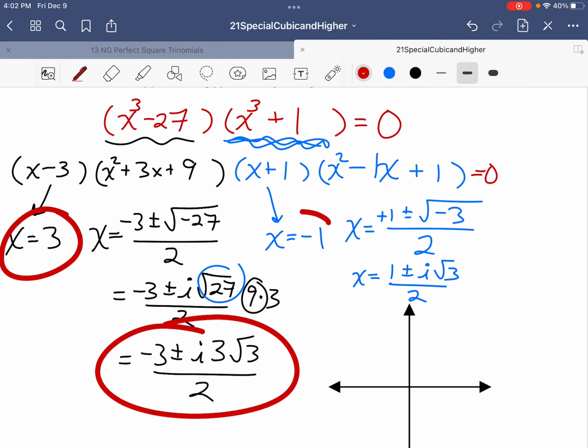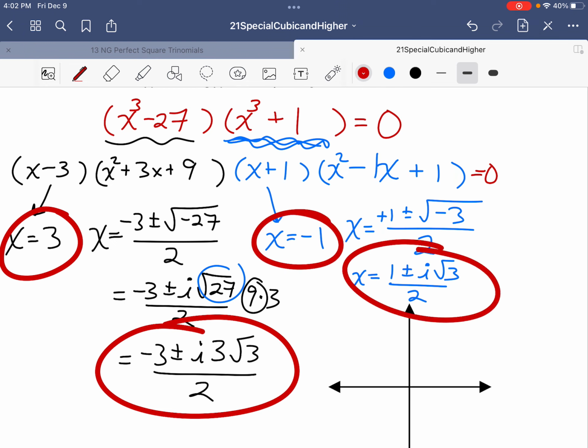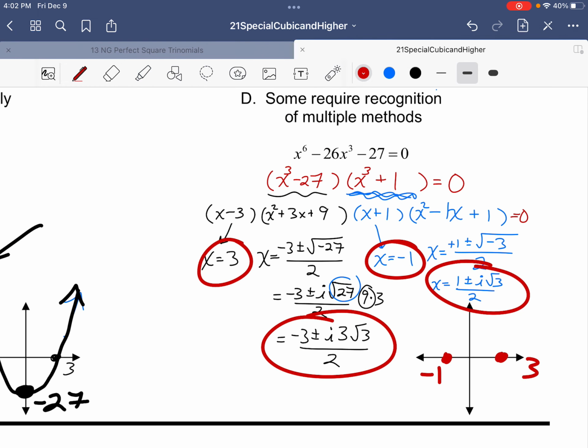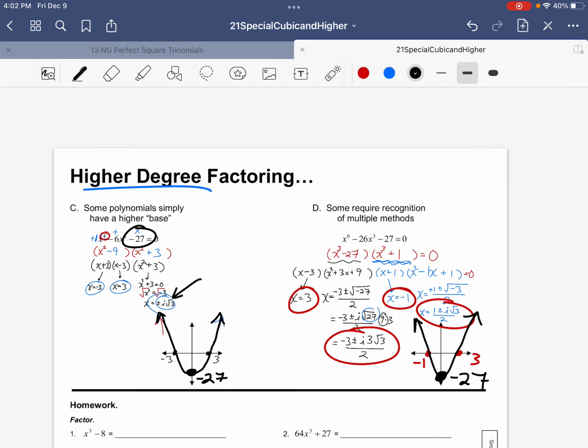Where are all my roots? 1, 2, 3, 4, 5, 6. 6 roots. 2 of them are real, and those are the 2 that end up on my graph. My graph has end behavior going up to the right, and it's the same to the left. And once again, I have a y-intercept of -27, which makes sense.